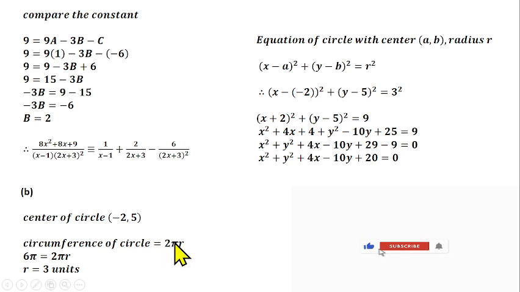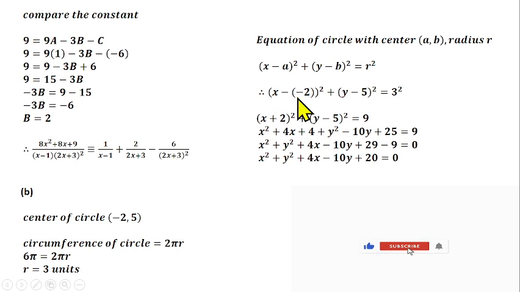So that means if you equate this to the value of the circumference of the circle given to us, we have 6 pi equals 2 pi r. From there, we can get the radius of the circle because 2 can go in 6. Pi can cancel pi, so radius will be equal to 3 units. Now that we know the center of the circle and the radius of the circle, we can find the equation of the circle. So the equation of the circle with center (a, b) and radius r is (x minus a) squared plus (y minus b) squared equals r squared. Now if this is our center and this is our radius, that means our a will be minus 2, our b is 5.